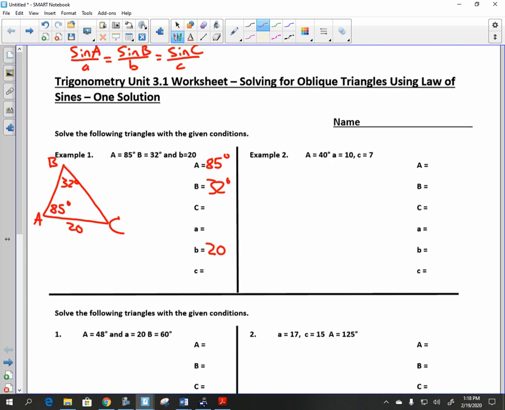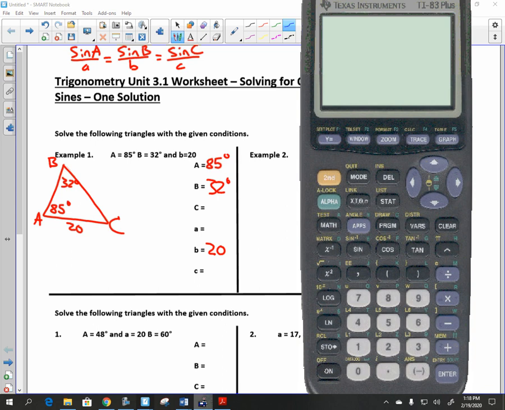We're going to solve the triangle. We're going to find the rest of the pieces that are missing. What is the easiest thing to find right now? Find angle C. How do I find angle C? Very good. So I turn my calculator on, I go 180 minus 85 minus 32, and I get 63 degrees.